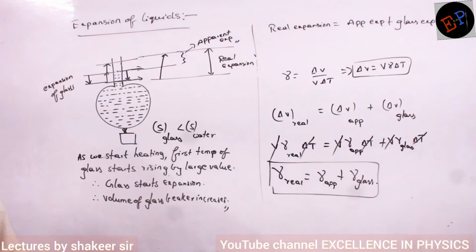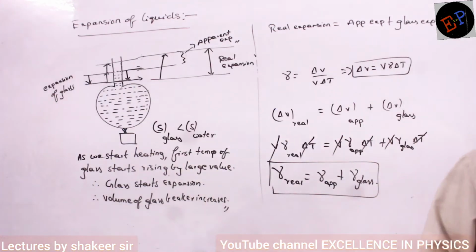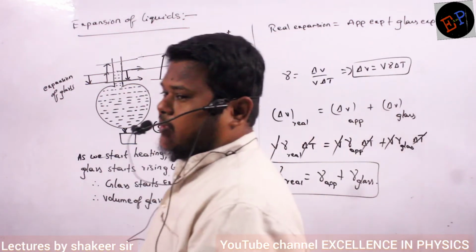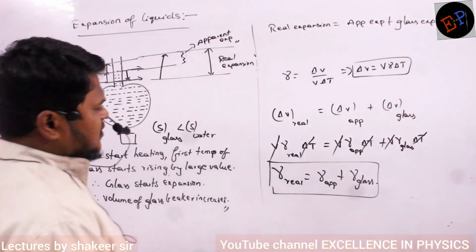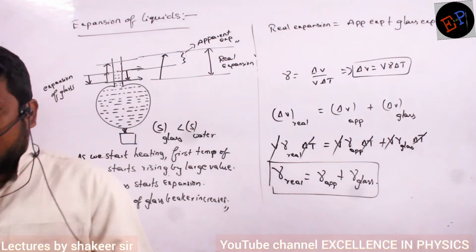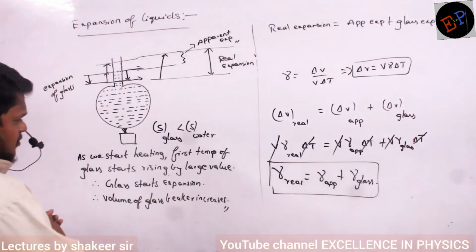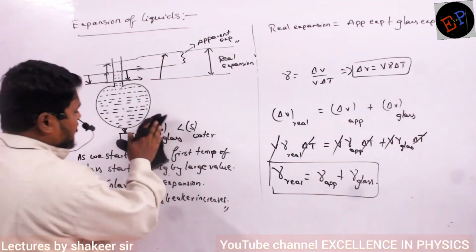Understood, no? So the coefficient of volumetric expansion of real expansion is equal to the coefficient of apparent expansion plus the coefficient of glass expansion. Okay, so questions can be given on this one, and very frequently you will get questions on this topic. Understood now up to here? Okay, now see. So we will try to understand this one in some more detail.